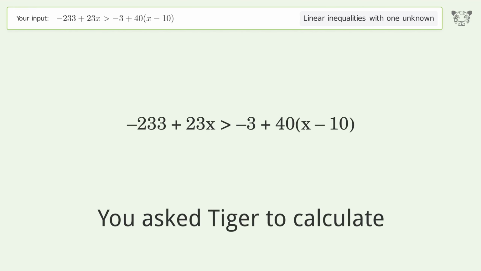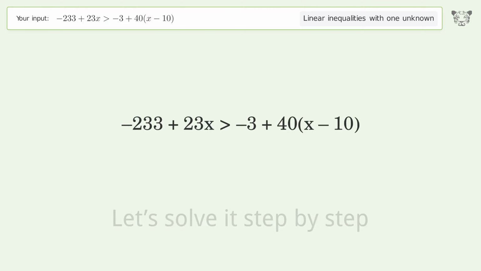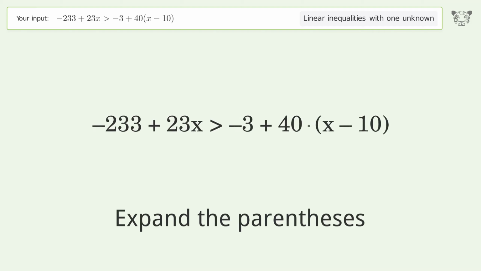You ask Tiger to calculate. This deals with linear inequalities with one unknown. The final result is x smaller than 10. Let's solve it step by step. Simplify the expression. Expand the parentheses.